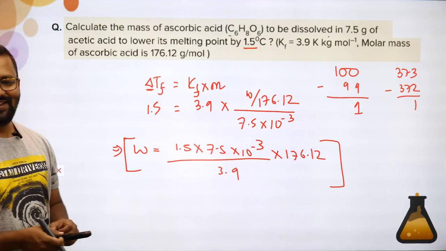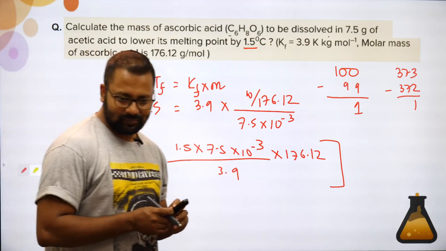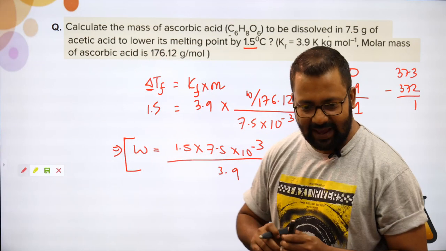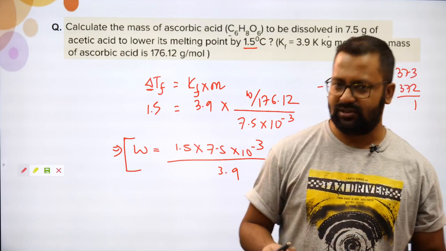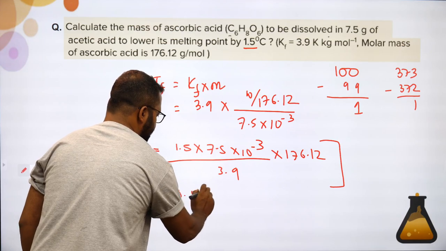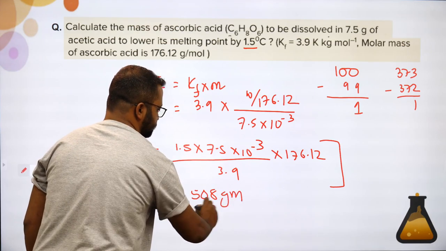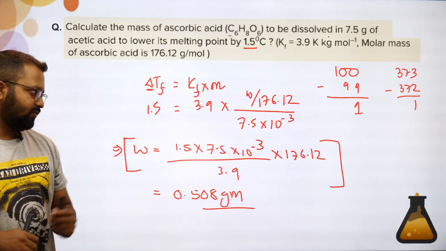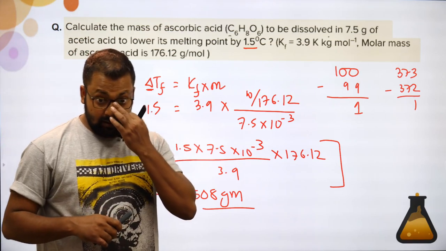Now use a scientific calculator, and the answer comes out to be 0.508. Chalo, very good. The answer comes out to be 0.508 grams. Wonderful. Okay.